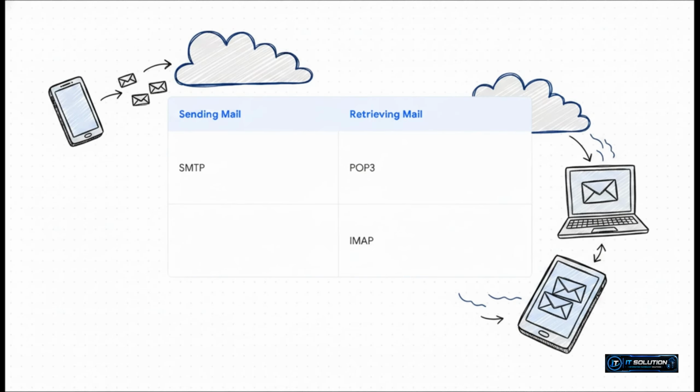Now, email is kind of wild when you think about it. We usually think of emailing as just one single action, but it actually requires totally distinct protocols depending on the direction the mail is going. When you hit send on a message, your device uses SMTP, Simple Mail Transfer Protocol, to push that message out to the mail server. But when you open your app to check your inbox, your device is now acting as a client, pulling mail from a server. And for that, it relies on entirely different protocols like POP3 or IMAP.